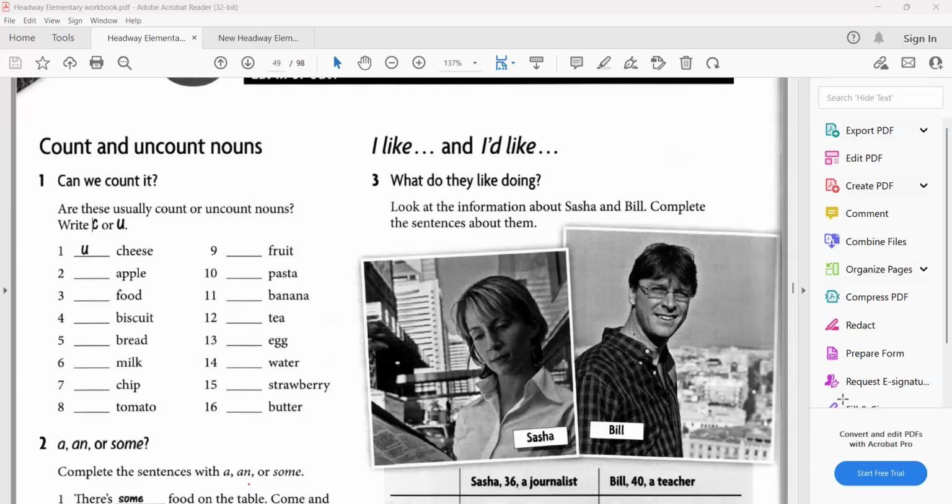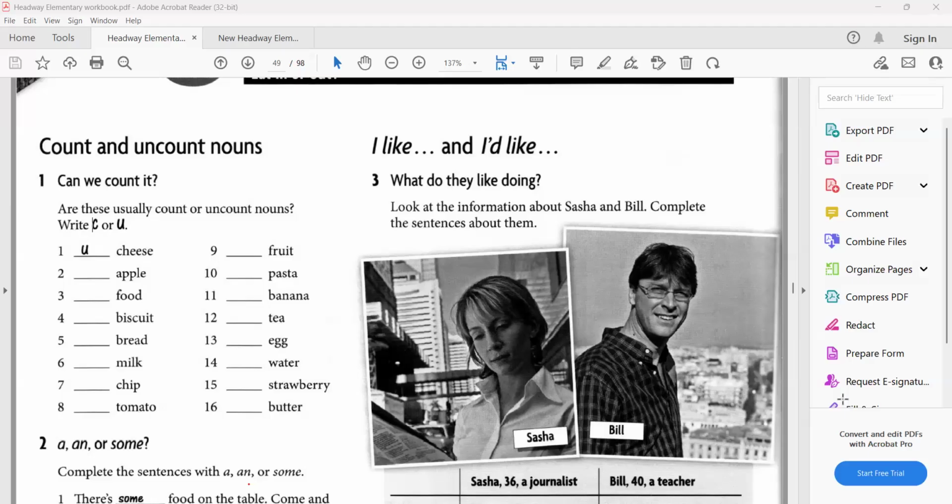Okay, so who wants to do the first one? Or give me all the answers? Yes, please. The first one, cheese. Is it countable or uncountable? Cheese is uncountable. Yes. Apple. Apple is countable. Okay, go ahead, continue.